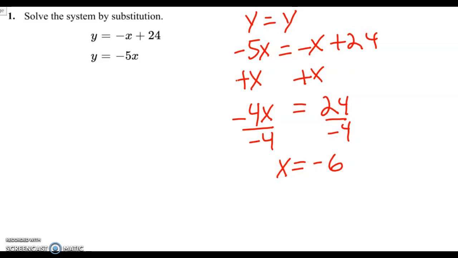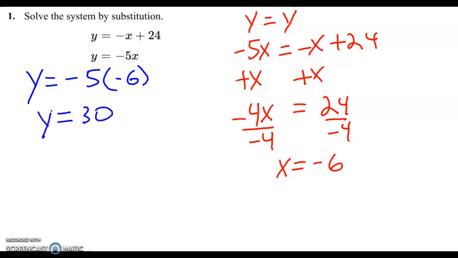So I'm going to plug that back in. And you can plug it into any one of these. I decided to pick the second one because it's the easiest one. So I plugged in negative 6 for x. So I got negative times a negative, which is a positive. 5 times 6 is 30. So y is equal to 30. So now I have my x, which is negative 6, and my y, which is 30, and I can write it as an ordered pair, negative 6, 30.